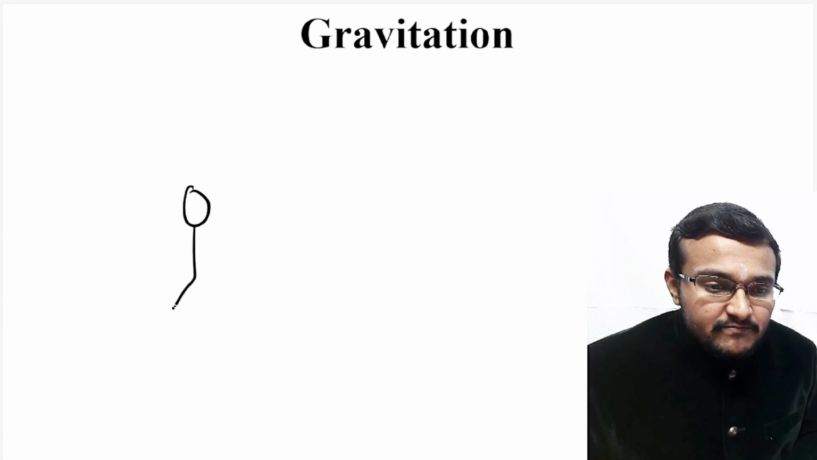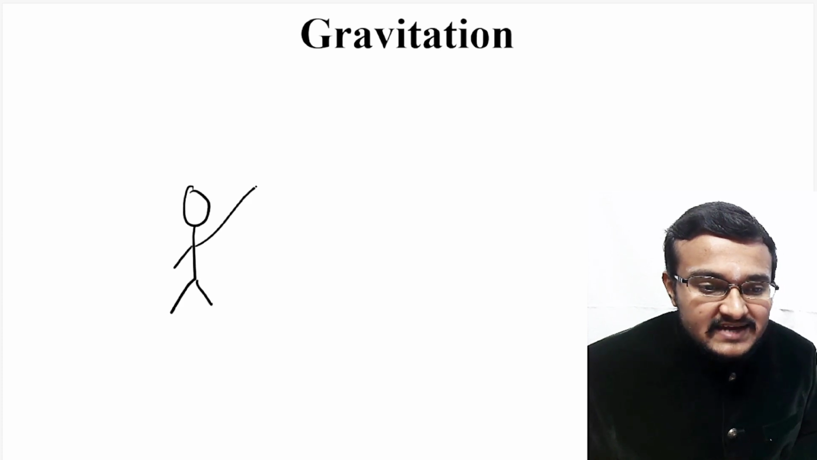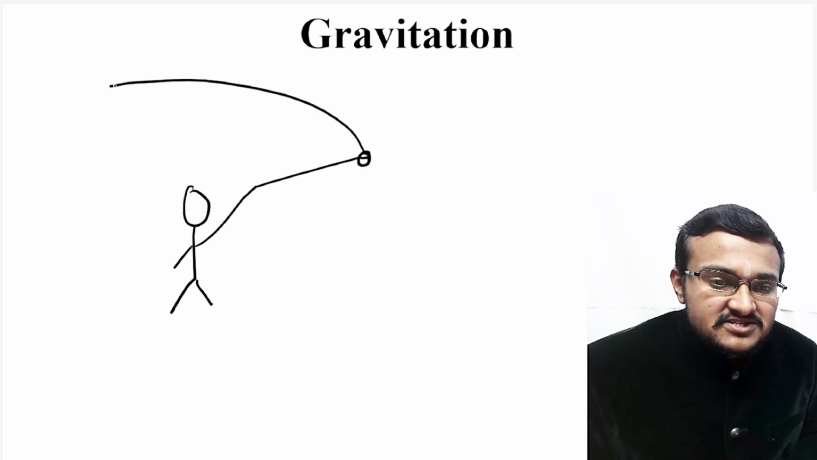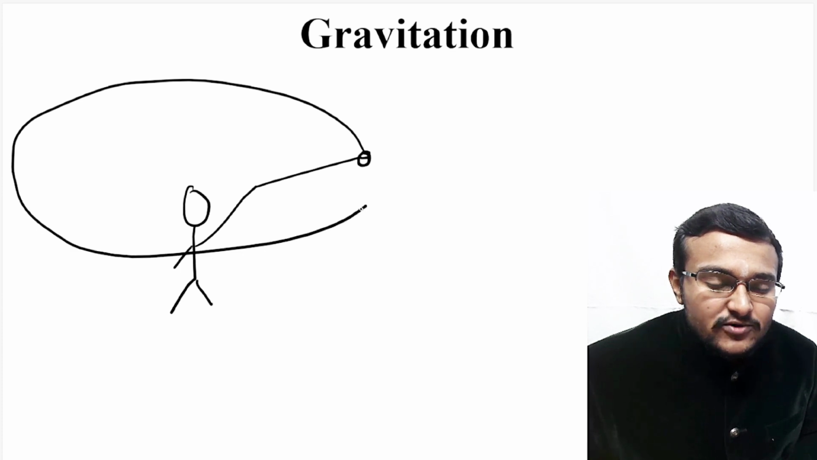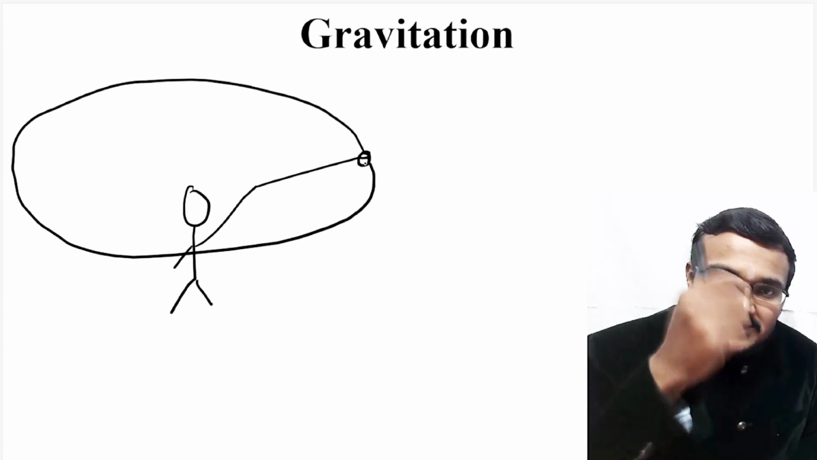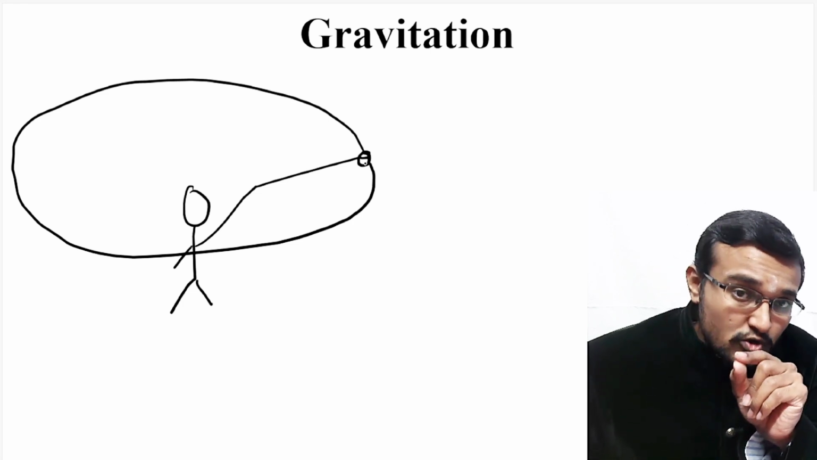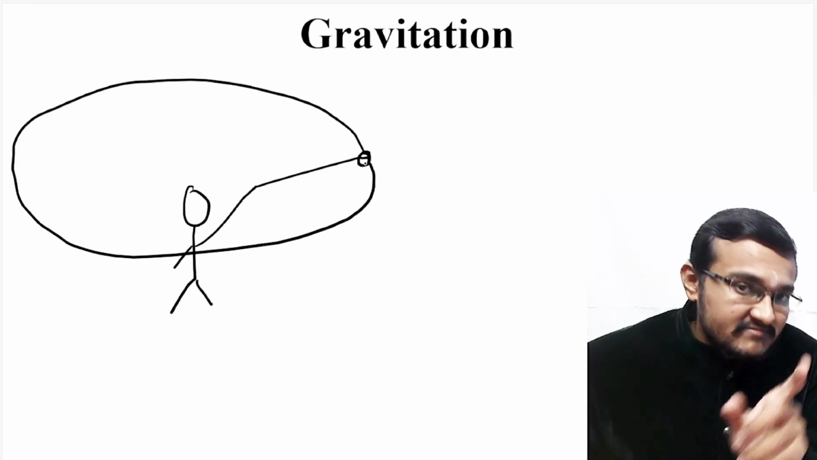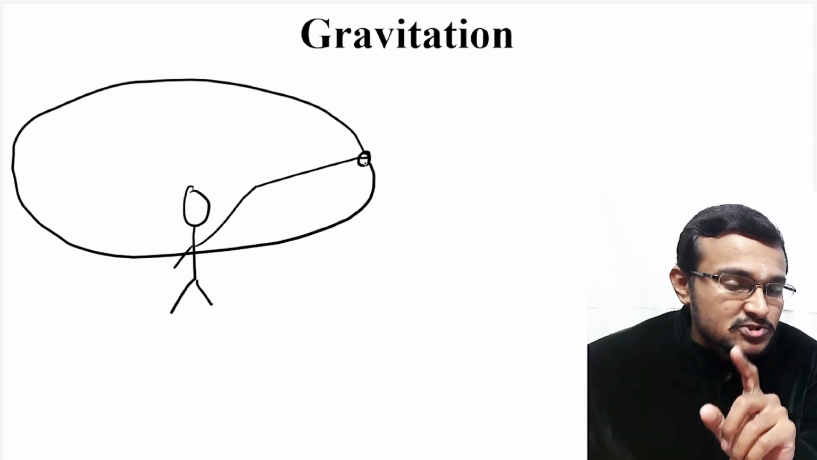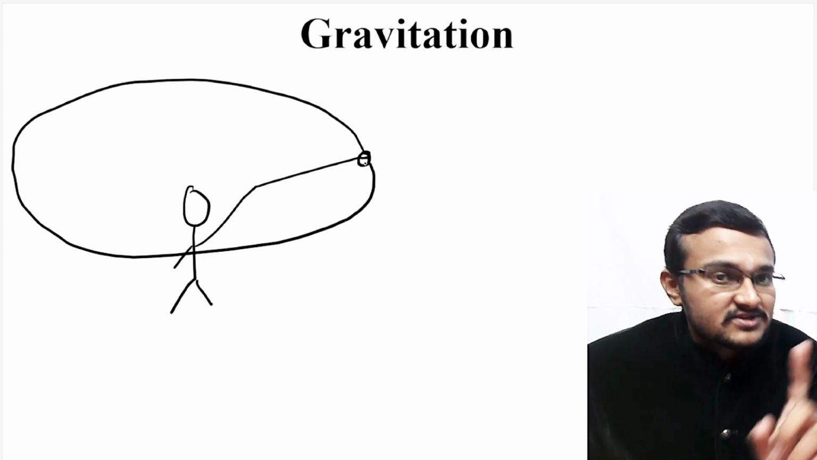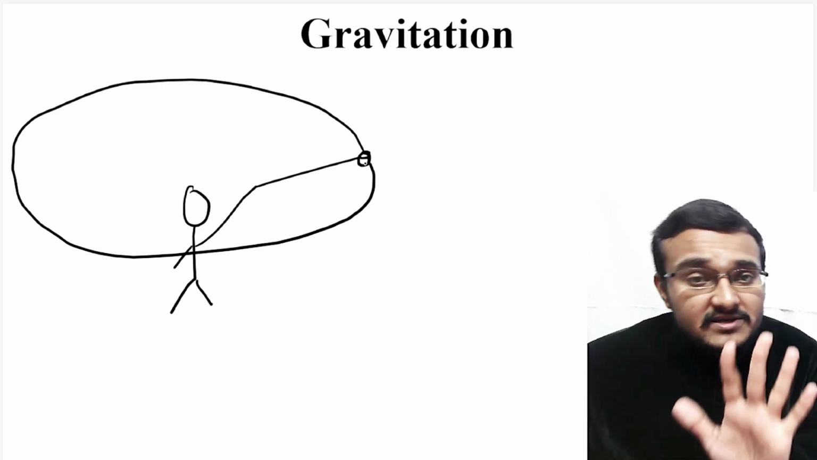we can take an example. If a person holds a thread in his hand, and we tie this thread to a stone like this, and revolve this stone around him, then the stone will not go away from the person, and it will not come towards the person, but rather it will follow a circular path around that person.